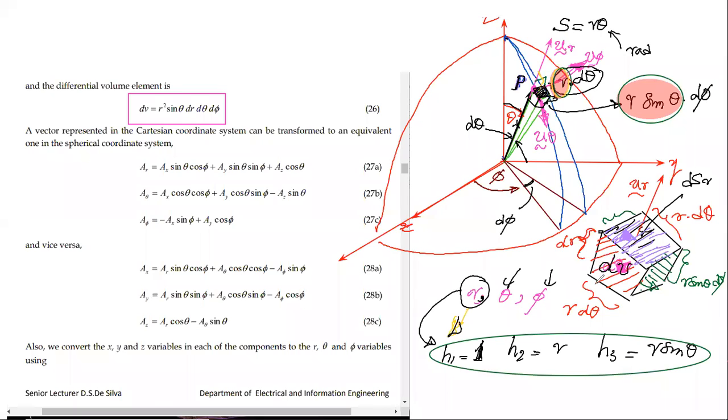With the support of this length corresponding to this cube, you can write down the equation for the volume. You know this height is dr. This one is r d theta.